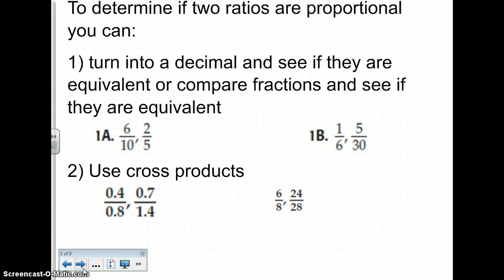So typically when we're trying to decide if two ratios are a proportion, there's a couple things we can do. One, we can just use our skills and determine, is 2/5 indeed equal to 6/10? And see, is there something I can multiply them both by that gets us to the correct answer? And in this case, yes, there is.